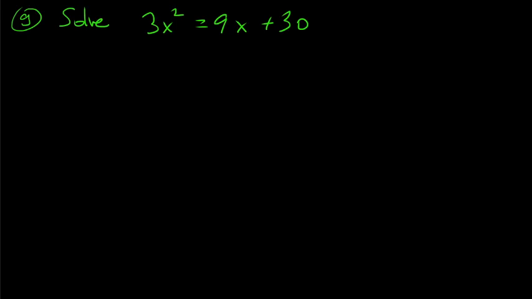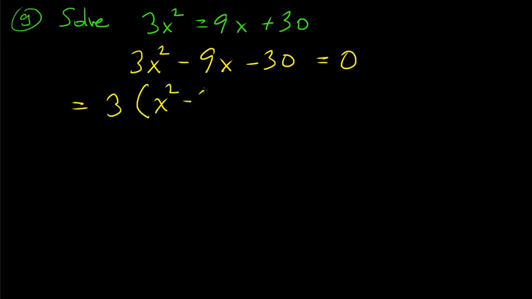Okay, we want to solve 3x squared equals 9x plus 30. And we saw one like this earlier. The problem is that the right side here is not equal to 0. So we'll have to subtract the 9x from both sides and the 30 from both sides. So now it equals 0. Okay, so a is 3, b is negative 9, c is negative 30. However, everything is divisible by 3, so I would factor out the 3 here. Okay, makes it much easier.